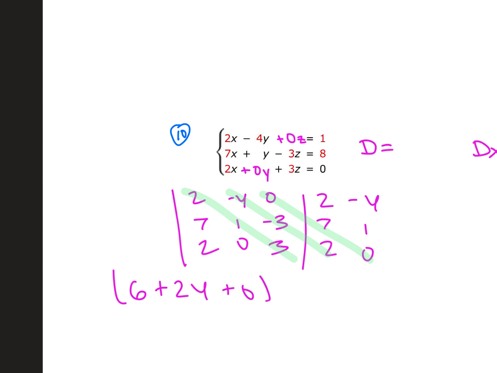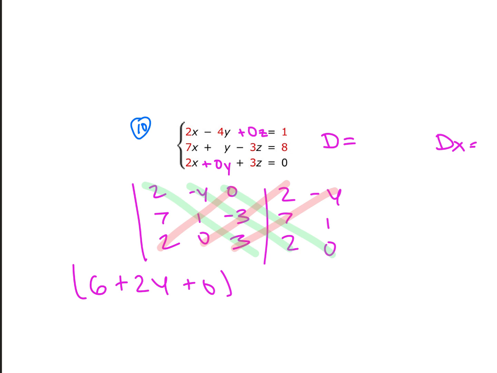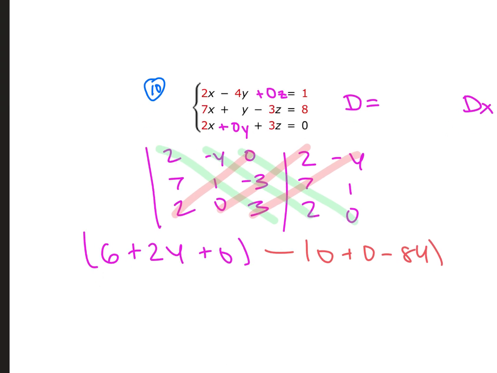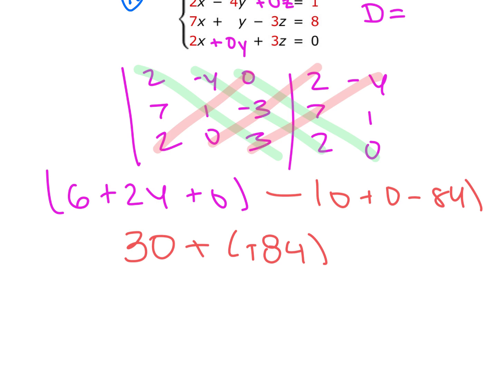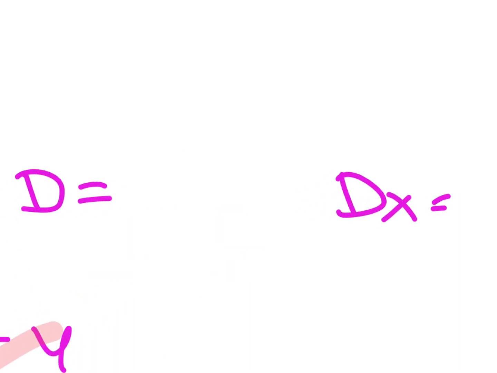Then you have your minors. So boom, boom, boom. And we have, put a minus sign there. 2 times 1 times 0 is 0. 0 times -3 times 2 is 0. 3 times 7 is 21 times -4. It's going to give me -84. So we add these together. 6 and 24 is going to give me 30 minus a -84. Well, you minus a negative, this becomes a positive. So when we add 84 and 30, we get 114. So my determinant value is 114.